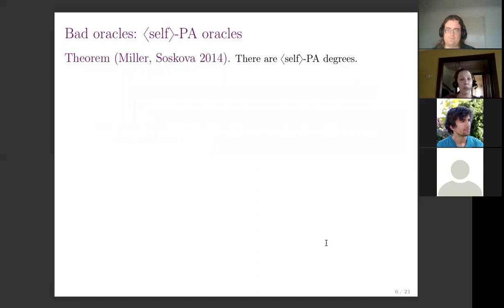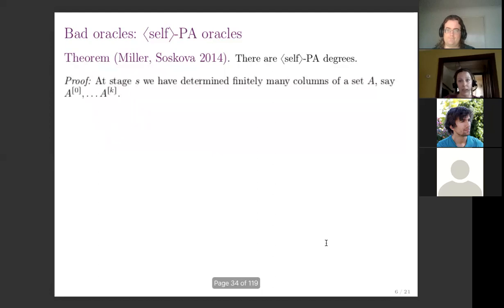And in order to convince you of this, rather than just stating the theorem, I thought I'd prove it to you, or rather sketch the proof. The proof is fairly easy, and I think I can go through it pretty quickly. So we're building one of these self-PA degrees. Suppose that at stage s, we have determined the first k many columns of A completely. We've determined all the bits.